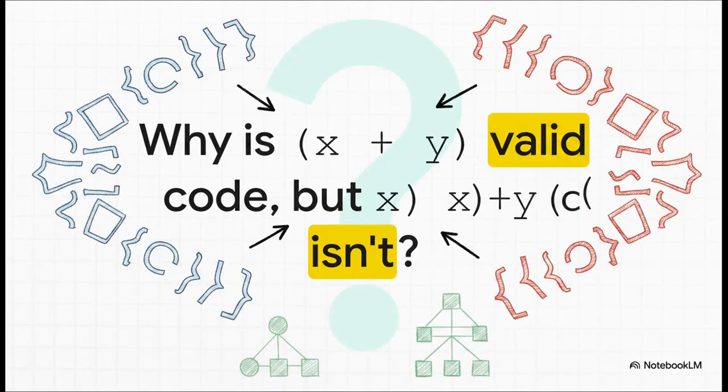I mean, it seems obvious to us, right? But have you ever really stopped to wonder how a computer knows the difference? Why does one version feel correct and the other just totally broken? It's such a simple question, but the answer is actually, well, pretty beautiful.